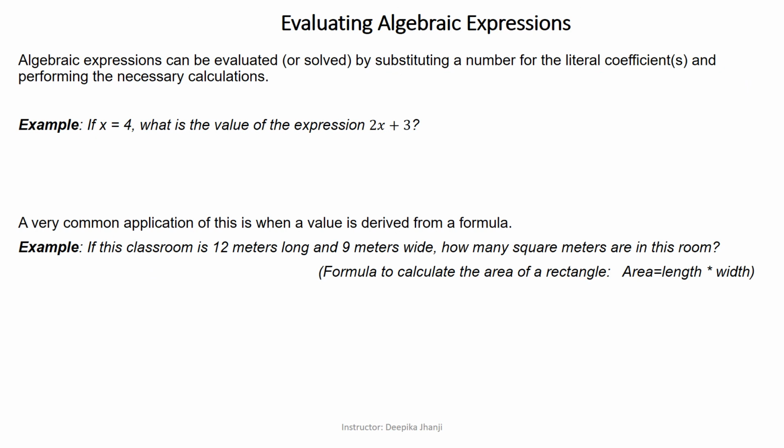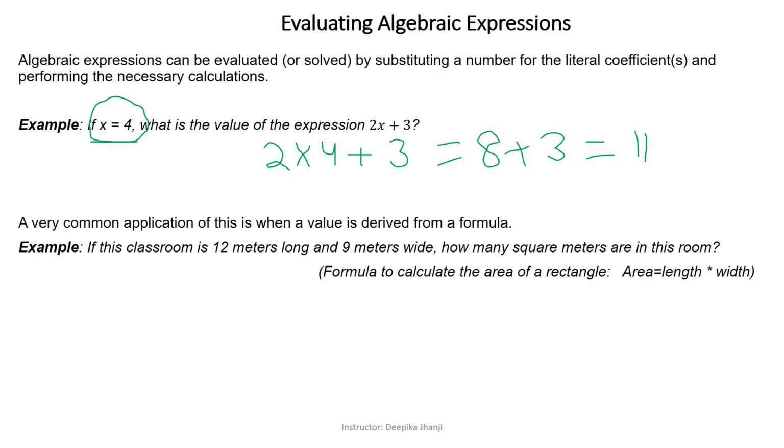Next, we have evaluating algebraic expressions. Evaluation means we'll plug in the value of the variable in the expression. Now, the first expression is 2x plus 3. So simply plug in x equal to 4. So this becomes 2 times 4 plus 3, which is 8 plus 3, and that gives you 11.